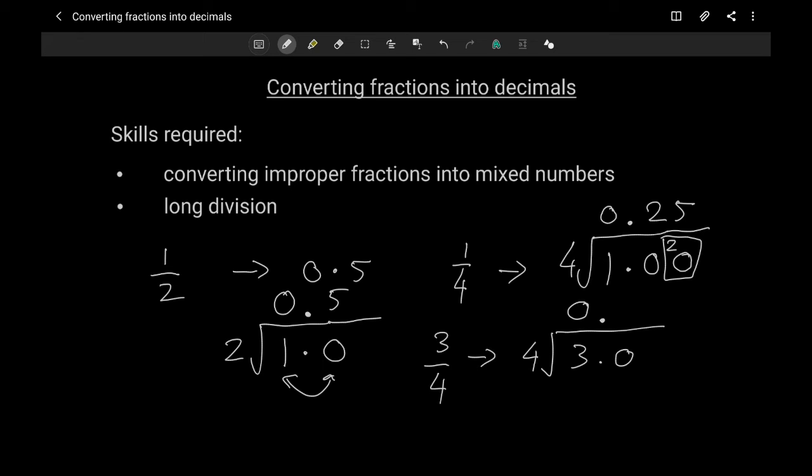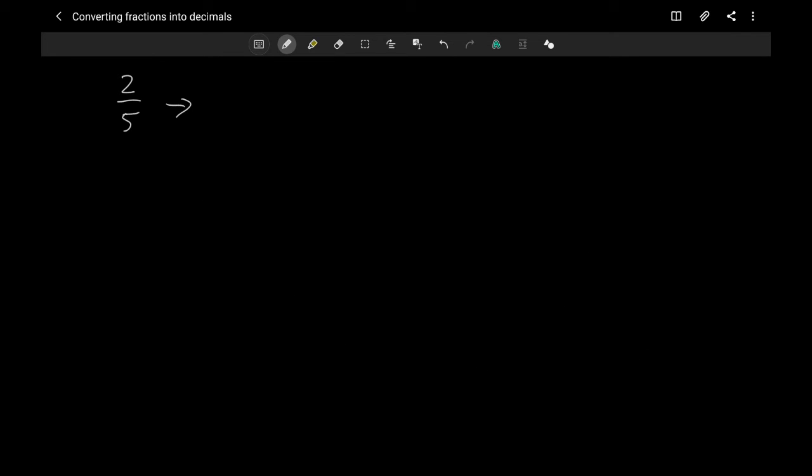Now we say how many 4's go into 30. We know that 4 times 7 is 28 with a remainder of 2. Again, because there is a remainder, we put another 0 back here, and we put the remainder up here. Now we say, how many 4's go into 20? And the answer is 5. So 3/4 as a decimal is 0.75.